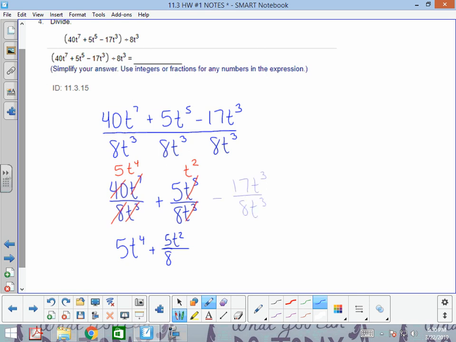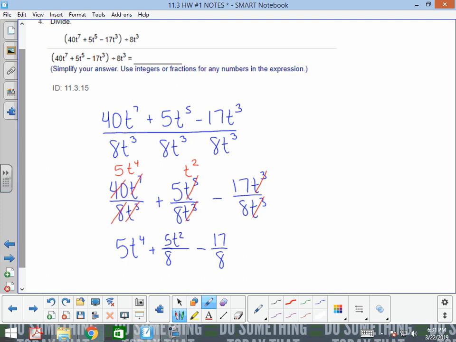And then last, we have minus 17 t third divided by positive 8 t thirds. Again, that minus sign is going to stay minus sign because I'm dividing by a positive. 17 and 8 do not reduce by any number other than 1. And t to the 3rd divided by t to the 3rd is just 1. So 1 times 17/8 is just going to stay 17/8.